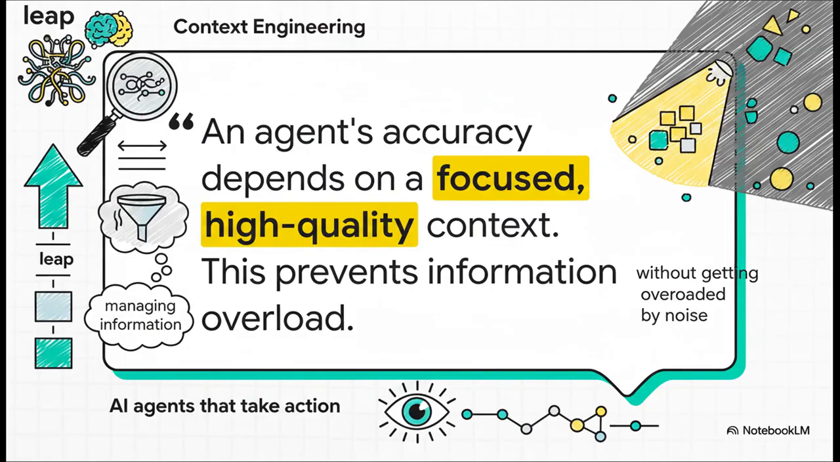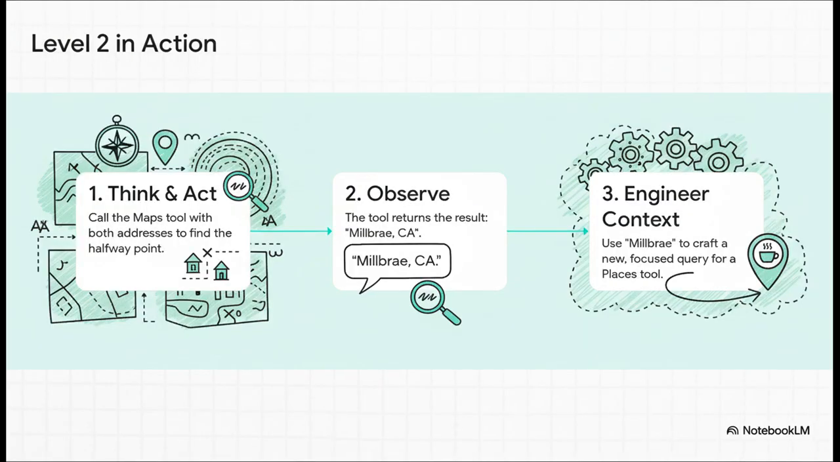So, that big leap to a strategic level 2 agent? That requires a whole new skill, something called context engineering. It's basically the art of strategically managing what the agent pays attention to. Just like the quote says, the agent's accuracy really depends on having a focused context. It's all about feeding the model exactly the right info at the right time without drowning it in a bunch of noise. And here's a perfect example of that in action.